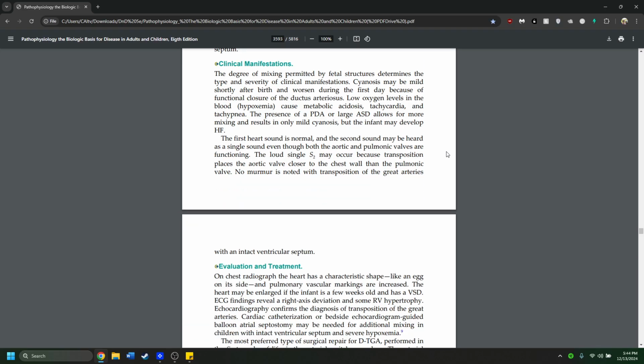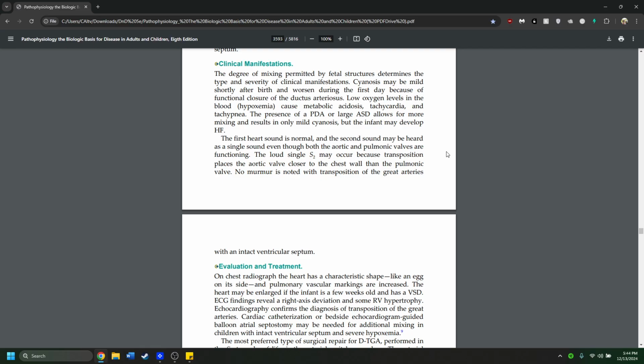So, clinical manifestations. The degree of mixing permitted by fetal structures determines the type and severity of clinical manifestations. Cyanosis may be mild shortly after birth or worsen during the first day because of the functional closure of the ductus arteriosus. Low oxygen levels in the blood, hypoxemia, cause metabolic acidosis, tachycardia, and tachypnea. The presence of PDA or large ASD allows for more mixing and results in only mild cyanosis, but the infant may develop heart failure. The first heart sound is normal.